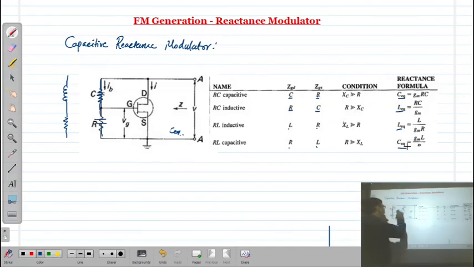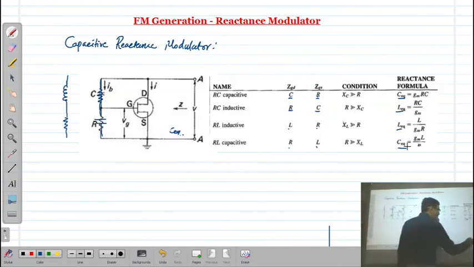The only thing is that you have to connect a capacitor between the gate and source. So we can have 4 different types of the reactance modulator. Either you can change the value of inductor or capacitor, and you can change the carrier frequency. Okay. Now let us see one example.